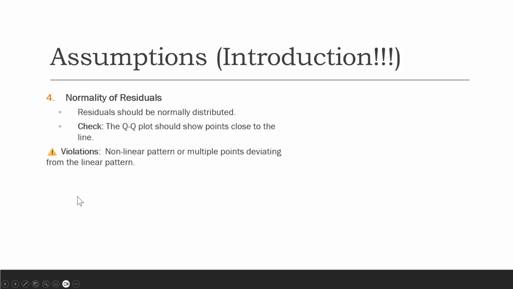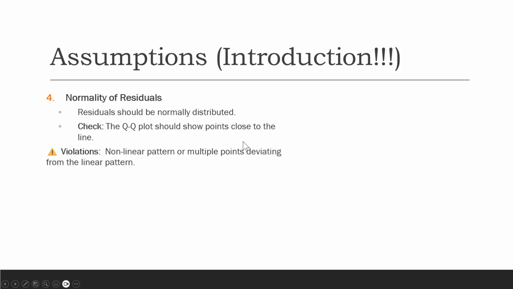There are some other assumptions. They don't use those scatter plots, the residuals versus the fitted values or the predicted values. The fourth is the normality assumption. Remember, you'll see that we're using F-tests. We're going to be using t-tests and things of that nature, and those require the normality assumption. So we want our residuals to be normally distributed, all right? We're going to use the QQ plot. They should show that the points are close to that line.